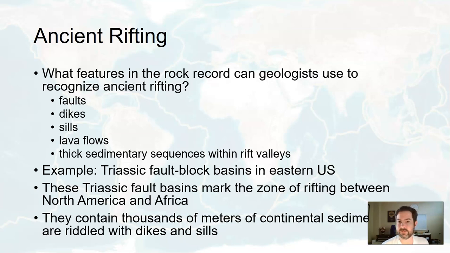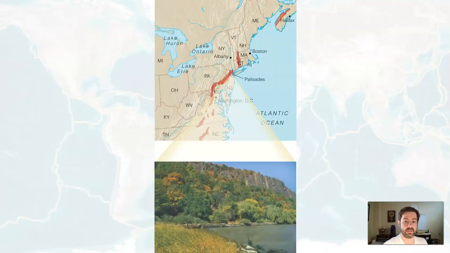These areas contain thousands of meters, many kilometers of continental sediment that's been broken off as these plates are moving apart, and have a bunch of cracks which magma has intruded into. So there's a lot of dikes, vertical igneous intrusions, and sills, horizontal igneous intrusions. So we see a lot of that along the East Coast. That's where North America and Africa were split apart. A great example, the Palisades in Pennsylvania and New Jersey. We see these horizontal sills where this rifting occurs.